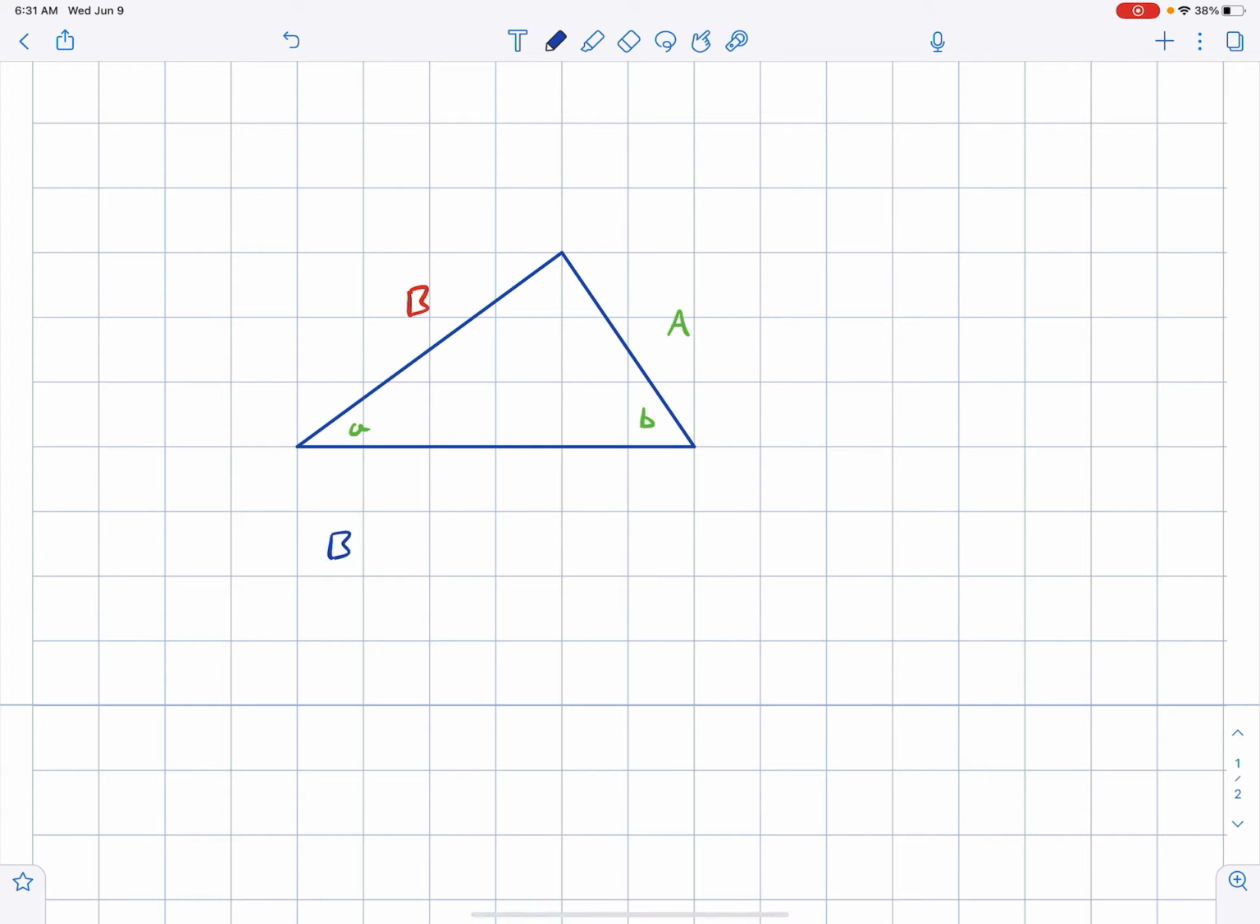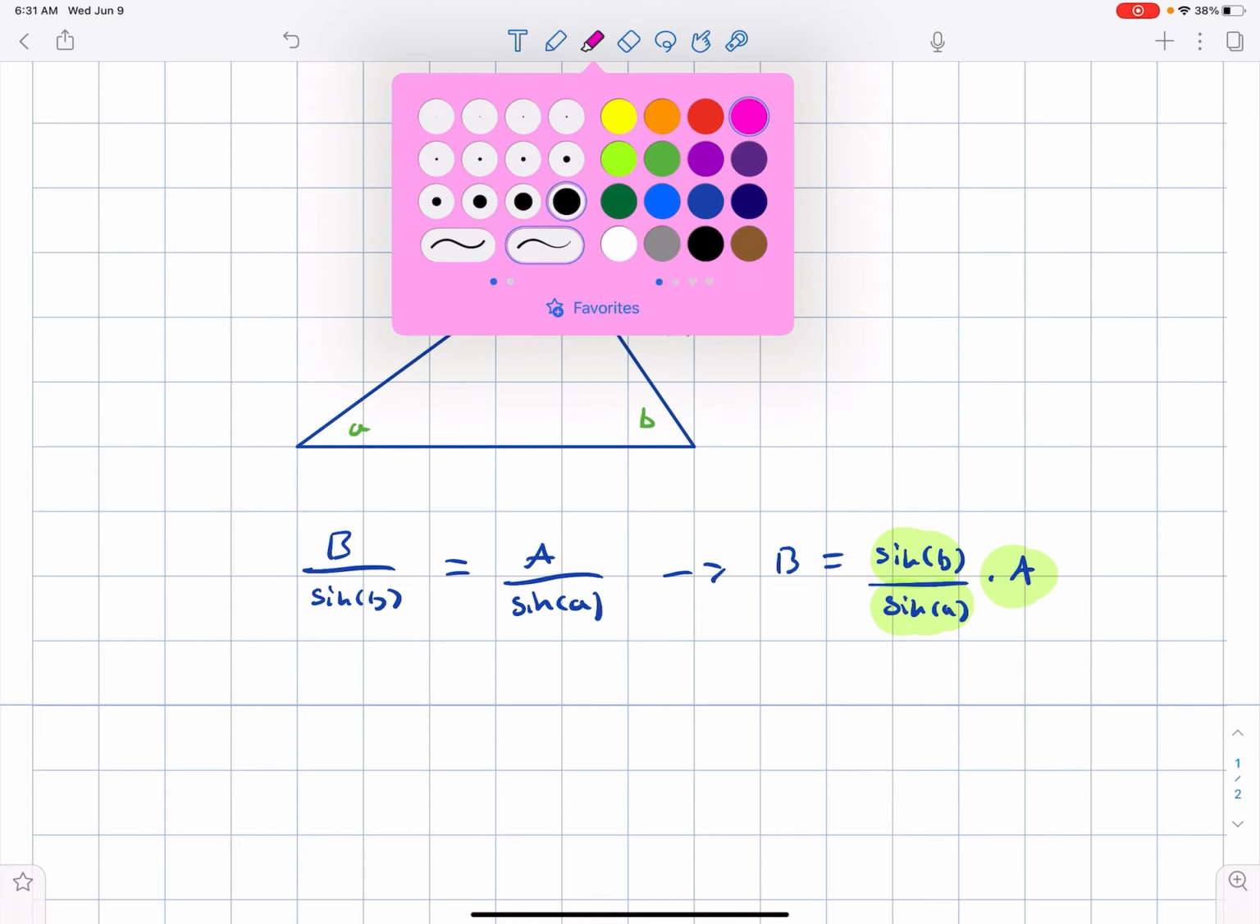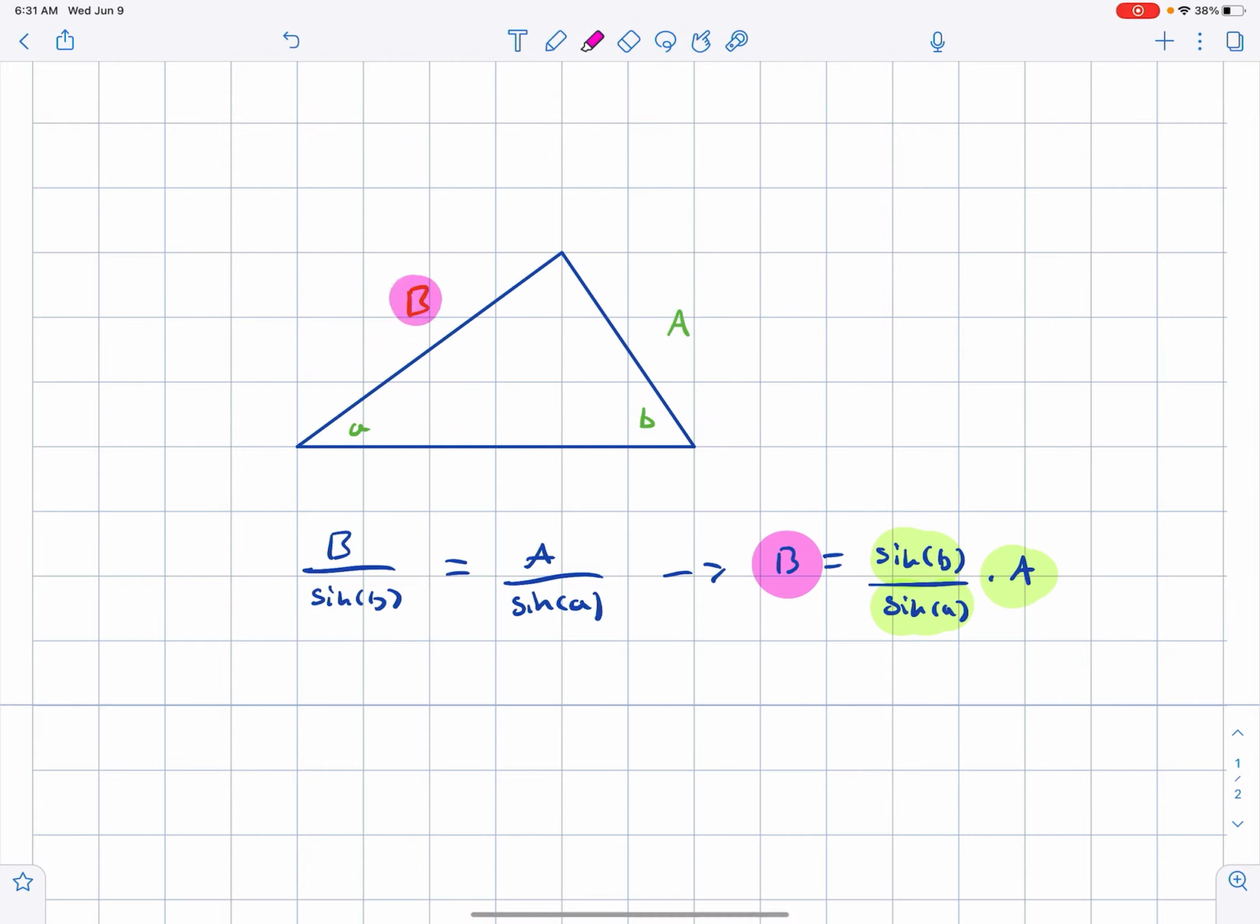The law of sines says that big B divided by sine of little b is equal to big A divided by sine of little a. This allows me to solve for b. I can say big B is sine of little b divided by sine of a times a. And since these were all known quantities, a was known, therefore sine of a is known, b is known, therefore sine of b is known. This allows me to solve for the thing that I was looking for.